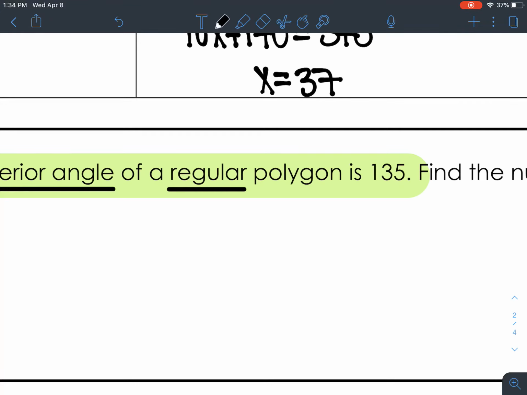But we don't know what they have to add up to. So we can't just multiply by 4, we can't just multiply by 5, because we don't know how many angles that polygon has. That's what we're trying to find.